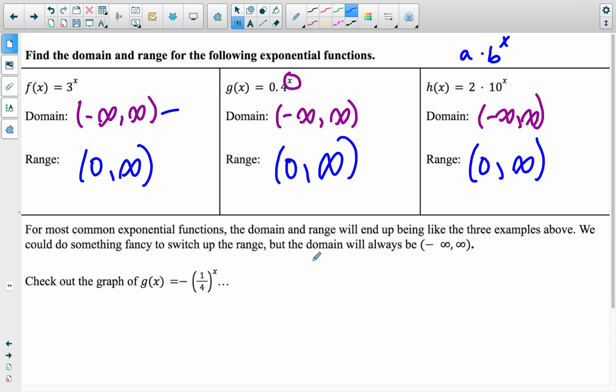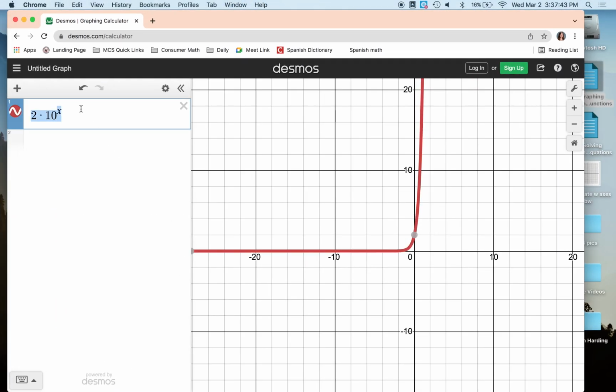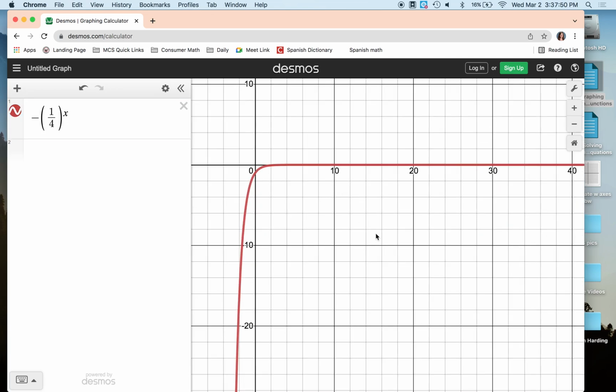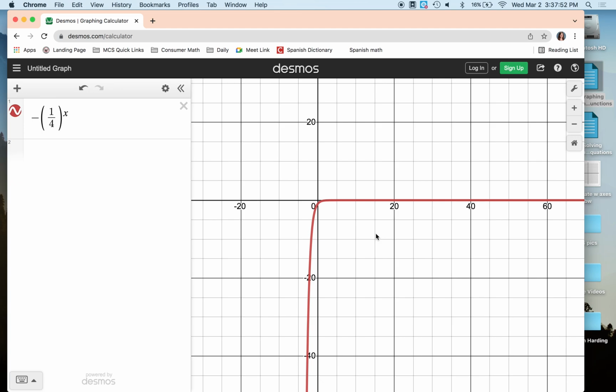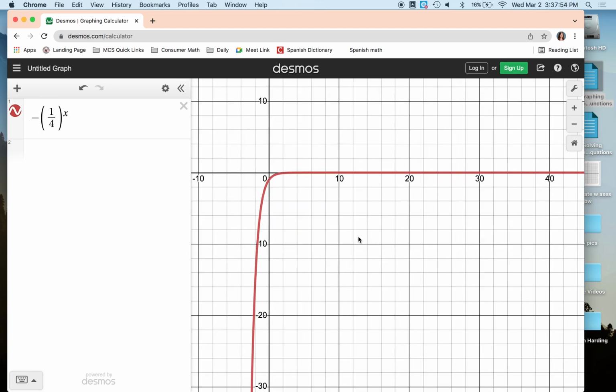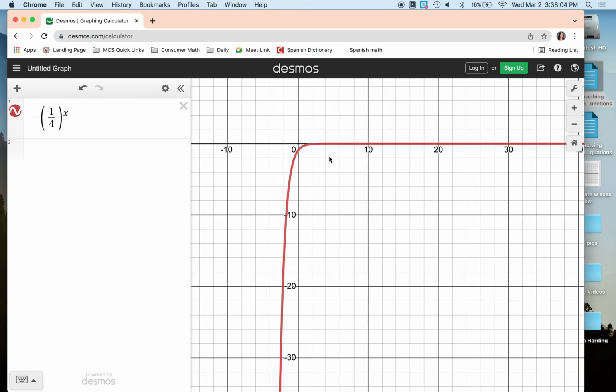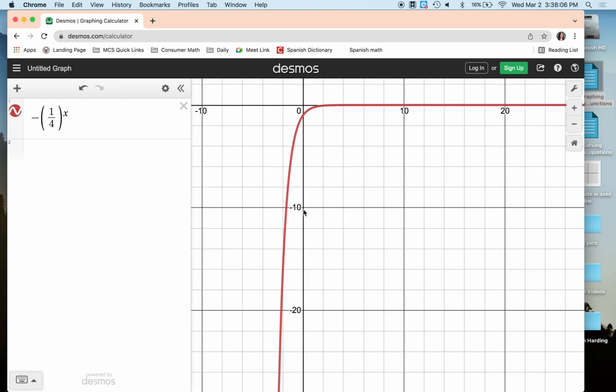We could do something fancy to switch up the range, but the domain in general is going to be all real numbers. So let's consider this graph: negative, and then parentheses 1/4, close parentheses, raised to the x power. Look at this. It's like we've taken our exponential decay function and flipped it over the x-axis. So we still see that our domain is all real numbers. We could plug in anything for x, even though right here it looks like we're stopping at an x value, we will keep going. But our range is what's going to be different because here we have a bunch of negative y's.